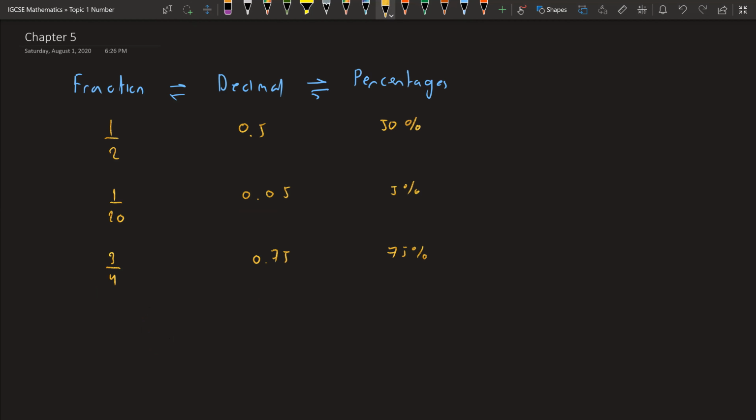Next one, 7/10 is equal to 0.7, and that is equal to 70%. This is something very simple, conversion between fraction and decimal.